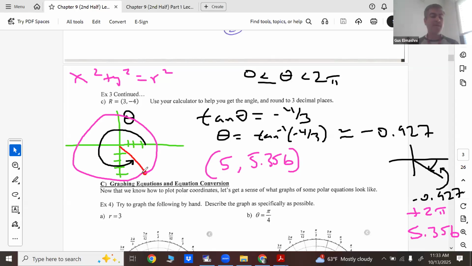You've not been wrong. If you actually put this, that still works. But if I put a condition, which I did, from 0 to 2 pi, then I want you to say this instead. Does that make sense? Because the calculator spits out an answer from -pi/2 to pi/2 for inverse tan, but I have to adjust it by doing 2 pi plus that number, or 2 pi minus 0.927.